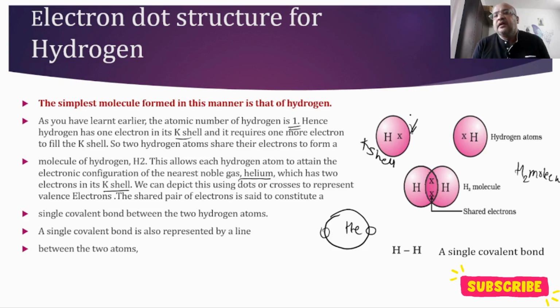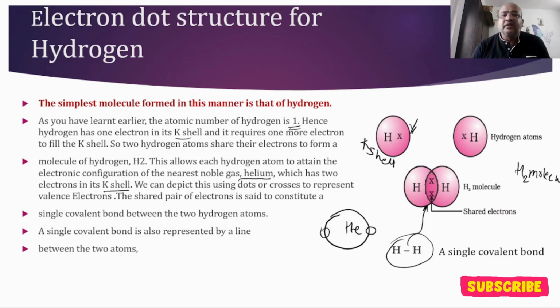Now if you see here, two crosses are coming together, so a pair of crosses or a pair of dots represents a single covalent bond. A single covalent bond can also be represented by a line, as you see here. So they have shared the electron, and this is my hydrogen molecule. This is my electron dot structure for hydrogen.